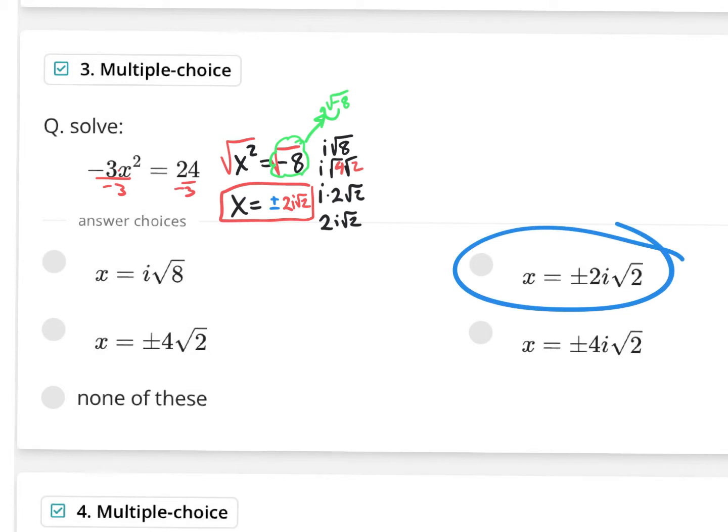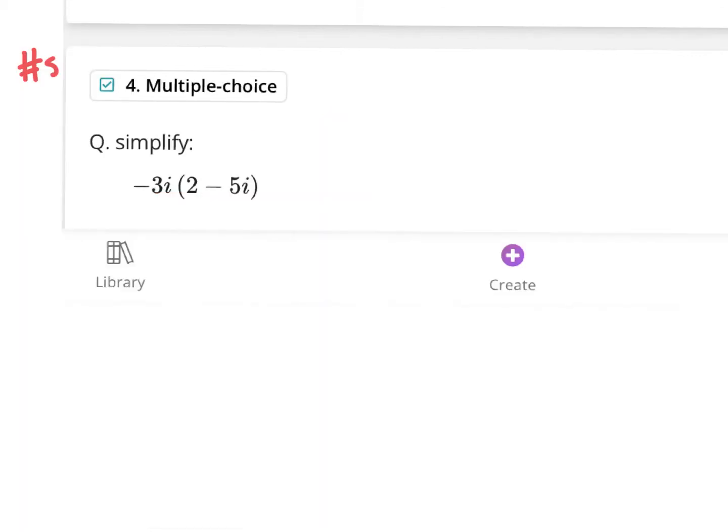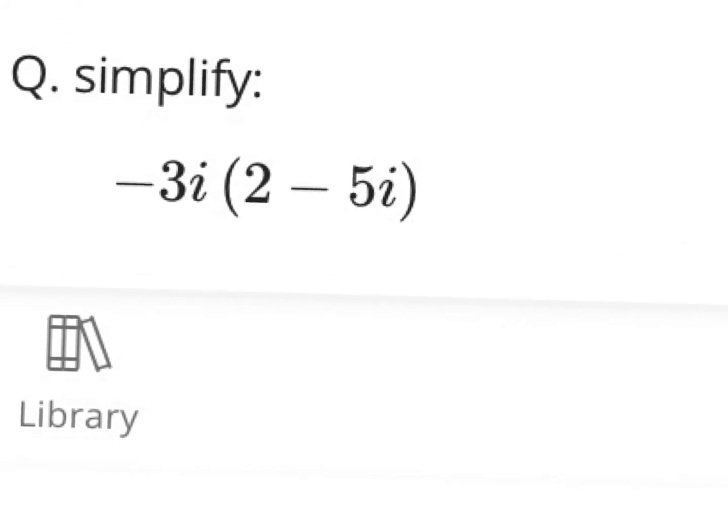Let's move on to the next question. I'm sorry, in this one I cut off the multiple choice. So that was an accident. So let me just explain it. When I distribute negative 3i times 2, that's like negative 3x times 2, that'd be a negative 6x, but in this case, negative 6i.